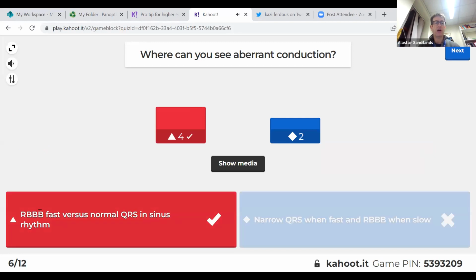Yeah. So right bundle branch block when it's fast, typically right bundle branch block, although it can be left bundle branch block, versus a normal QRS in sinus rhythm. But this is wrong: narrow QRS when fast, right bundle branch block when slow. No, it's the other way around. Because it's going from being fast, a functional bundle branch block, where you see right bundle branch block, the right bundle is not working for the time the heart is fast. When the heart slows down, the right bundle starts working again.